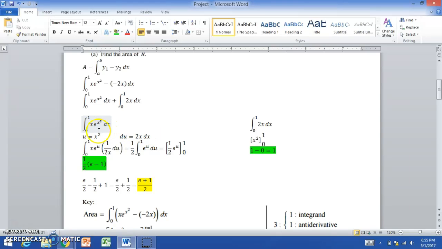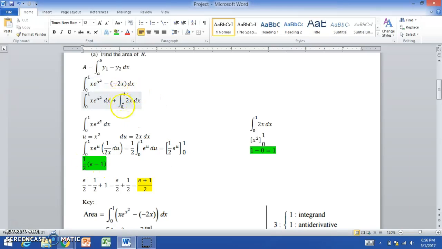Now for u sub, we must change our bounds 0 and 1. But after plugging into x, we still get the same values from 0 to 1. We replace x squared with u, and replacing dx, we get 1 over 2x times du. Cancel out the x, and we simplify everything. And the antiderivative of e to the u is still the same, e to the u. And replacing 1 and 0 into u, we get 1/2 times e minus 1.